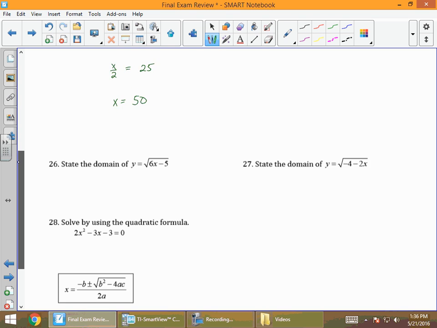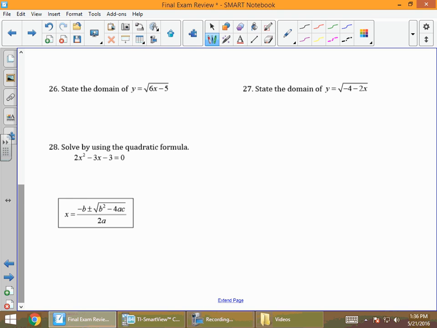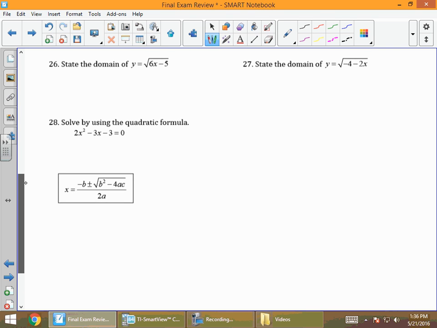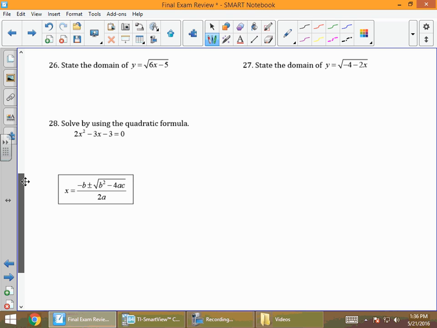Number 26 says state the domain of the radical. Now, thankfully, you're far enough into your Algebra 2 lives that you understand that you can actually take the square root of a negative number. It just doesn't exist in what we call the real numbers. It is an imaginary number.